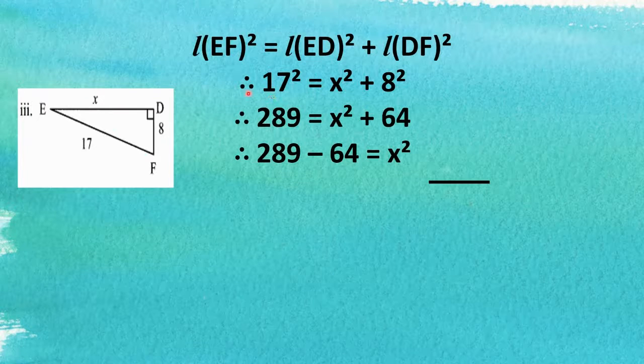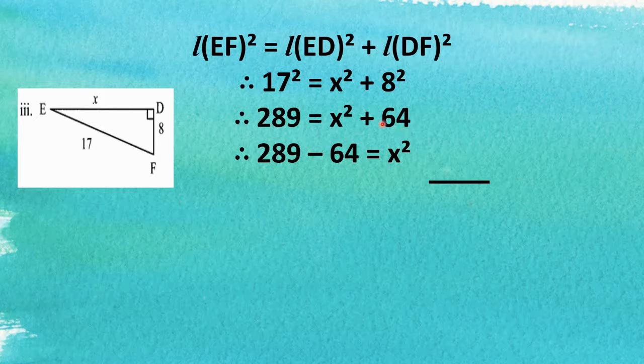Here length of EF square is equal to length of ED square plus length of DF square. So here EF is 17, and DF is 8, and ED means x centimeter we have to find out. So 17 square is equal to x square plus 8 square. So 17 square, that is 289, is equal to x square plus 8 square, that is 64. So 289 is equal to x square plus 64.